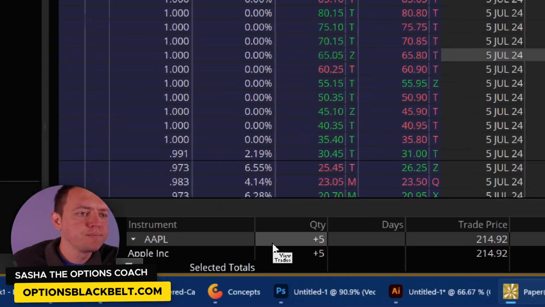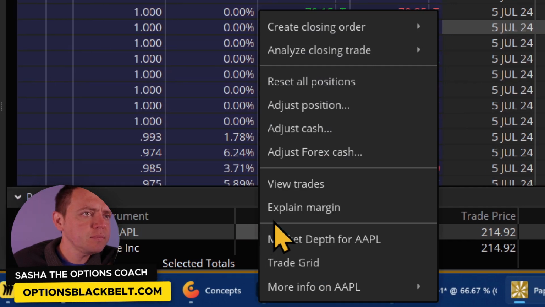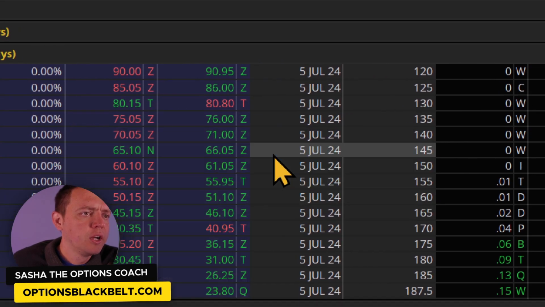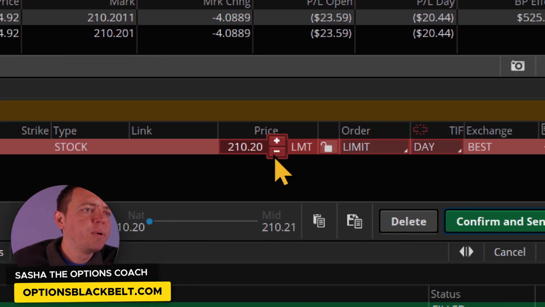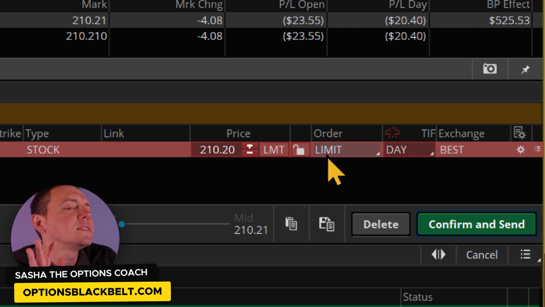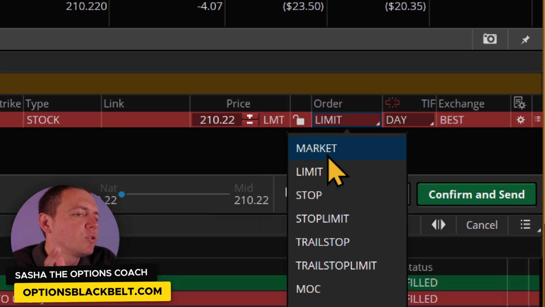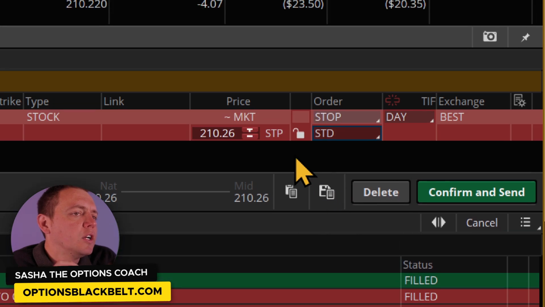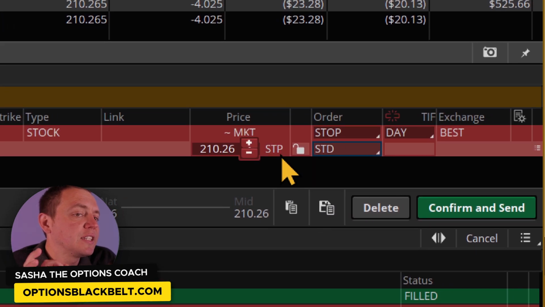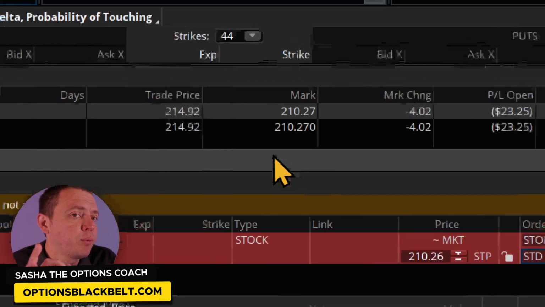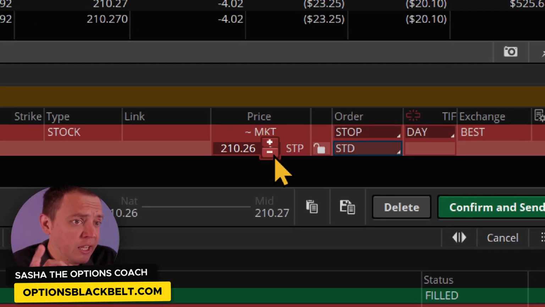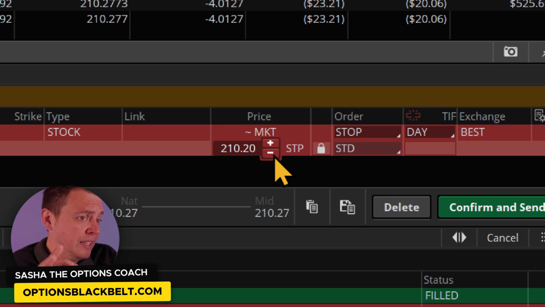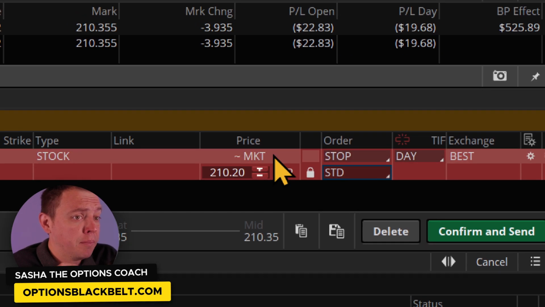If I go down to the bottom, I'll create a closing order. I could sell the 5 shares right now and just get out of it. But what I could do is say, you know what? I could take some heat. I can switch the limit order to a stop order. What this will do is specifically trigger a certain stop. The current price of the stock is 210.27. So what I could do is say at 210.20, get me out at market order.